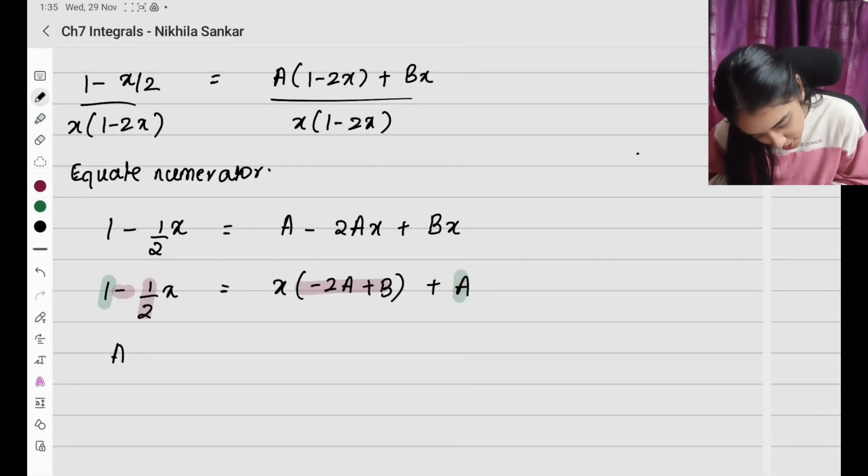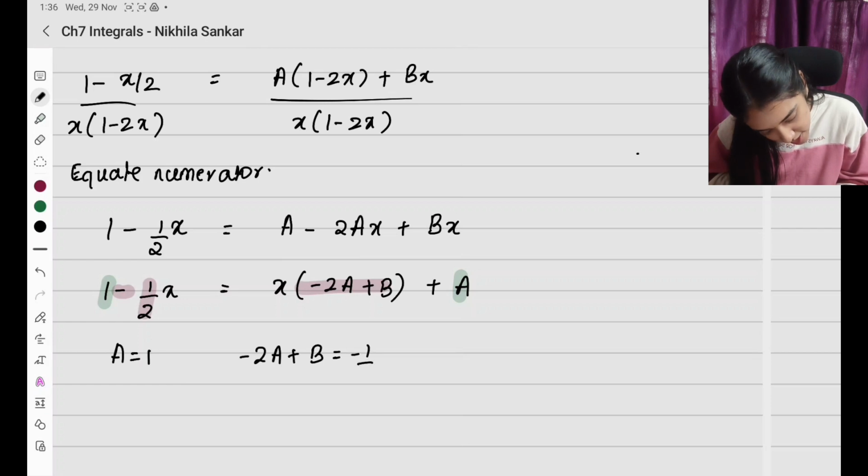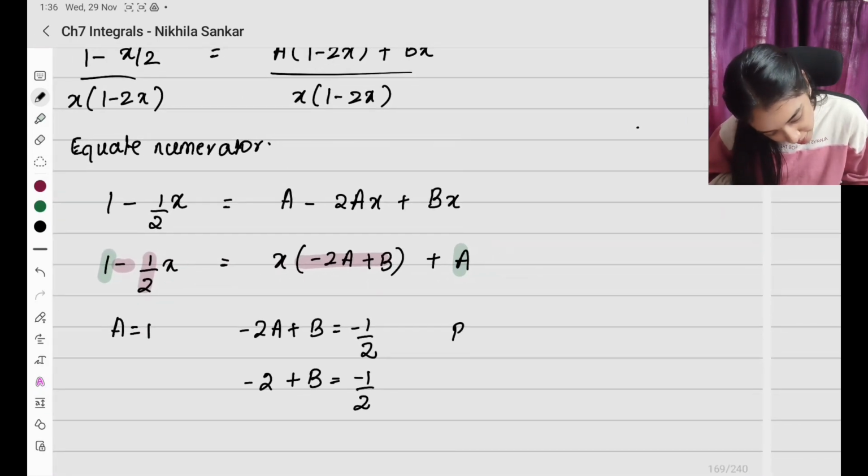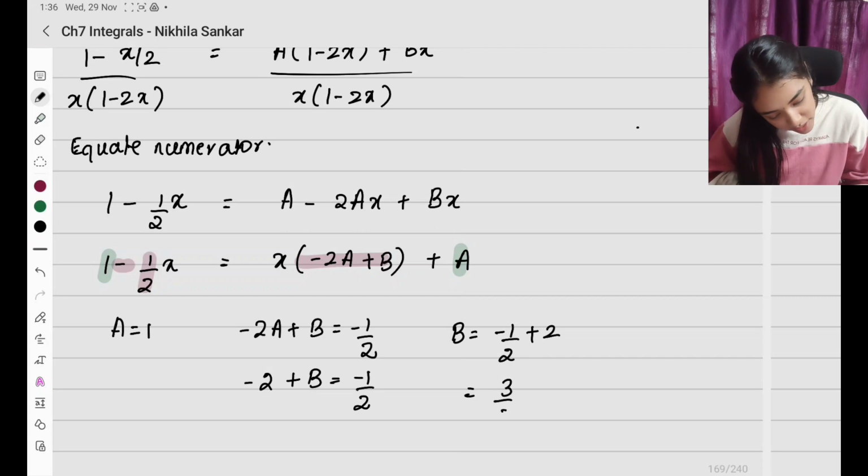So easy, a value is 1. I have minus 2a plus b equals minus half. So minus 2 plus b equals minus half. So what is the b value? B is going to be minus half plus 2. When I take the LCM, I have 3 divided by 2. So b value is 3 divided by 2.